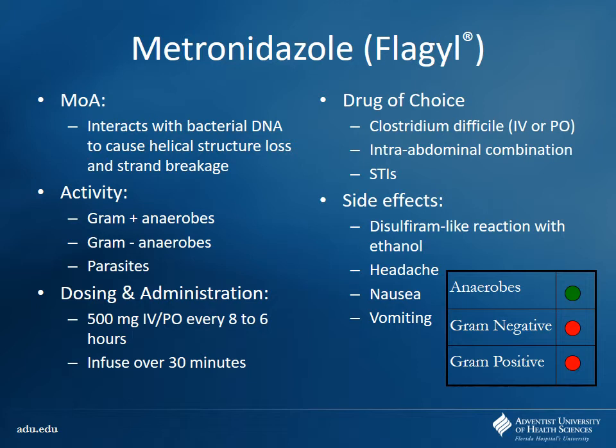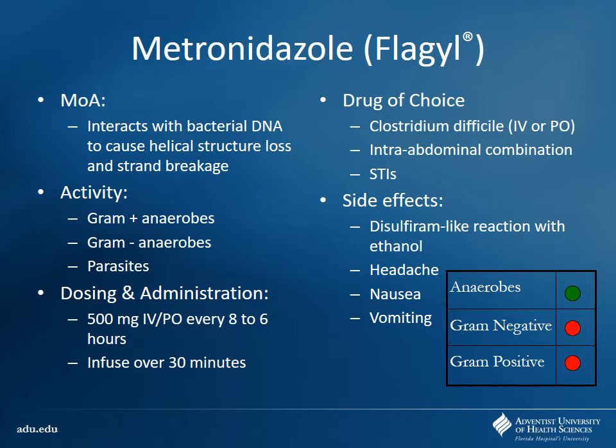Sometimes we'll see this used in addition to certain gram-negative killing drugs as an intra-abdominal combination. I most frequently see this when we're doing surgical prophylaxis for patients coming in for appendicitis. We'll give this along with ceftriaxone, which is a third generation cephalosporin, which will get a lot of gram negatives. This will get the anaerobes, and you're less likely to find post-surgical infections there. And then also for some sexually transmitted infections, we may use Flagyl as well.